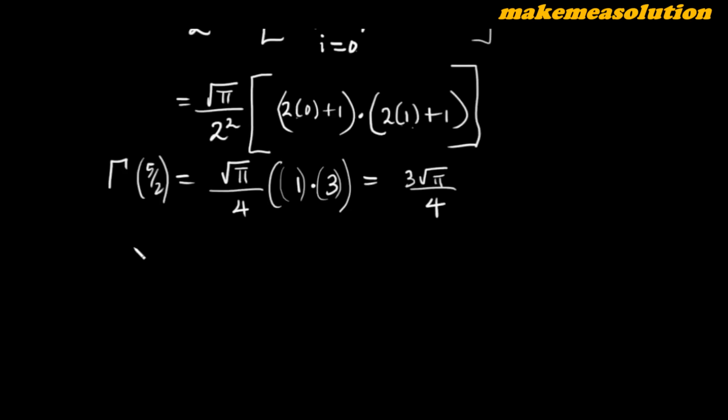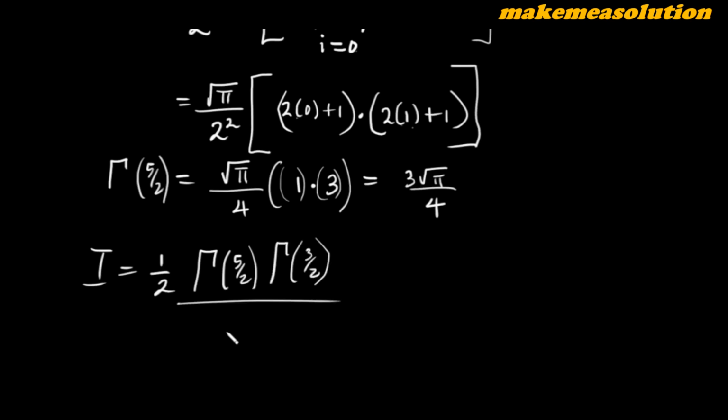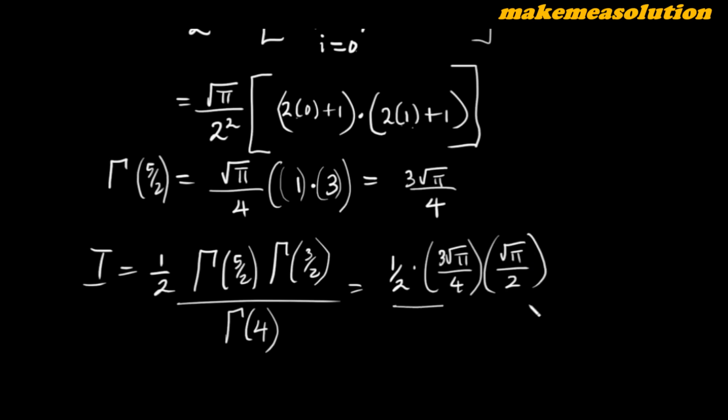So putting everything together, we have our I as 1 all over 2, gamma 5 over 2, gamma 3 over 2, divided by what? Gamma 4. So this is 1 all over 2. Gamma 5 over 2 is 3 root pi over 4. Gamma 3 over 2 is root pi over 2. And gamma 4 is 3 factorial. So if we solve, let's just do some little simplification. We'll have 3 pi, since root pi times root pi is pi. 2 times 4 is 8, times 2, all over 16, then divided by 3 factorial.